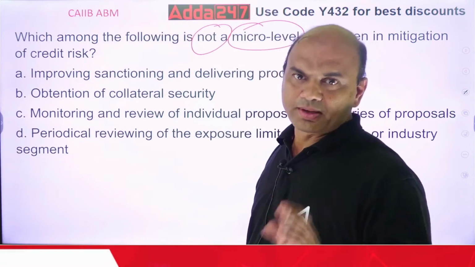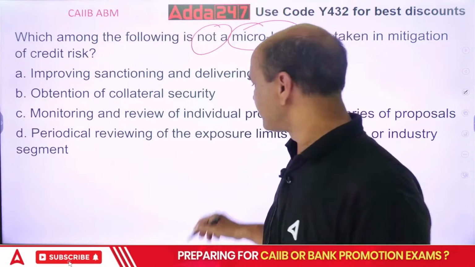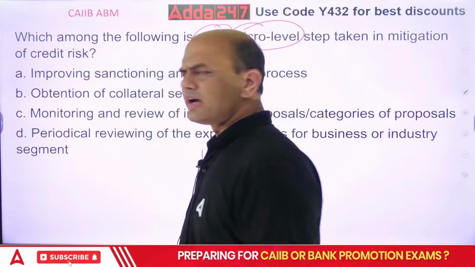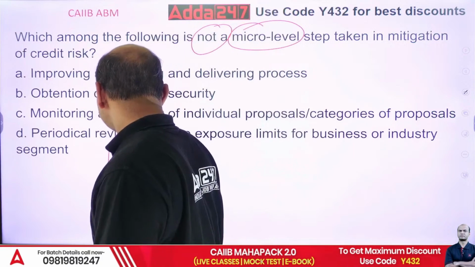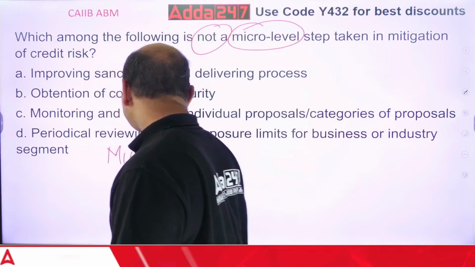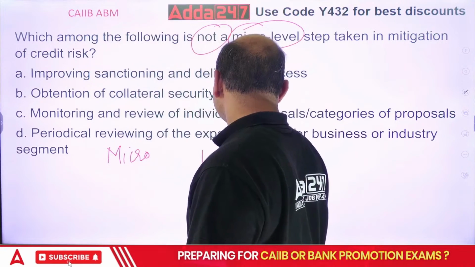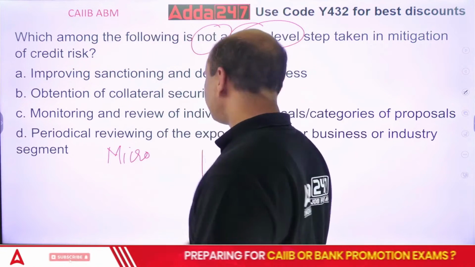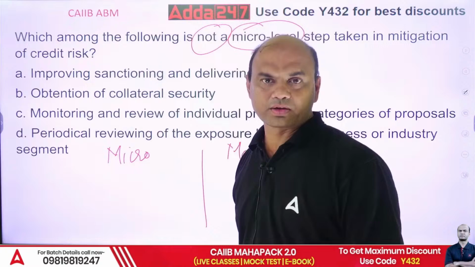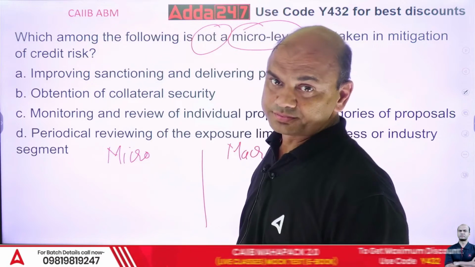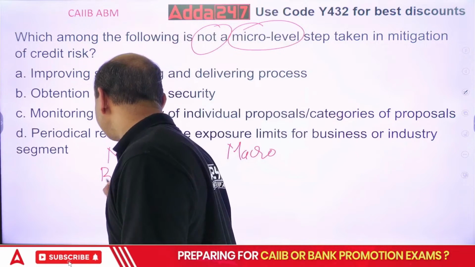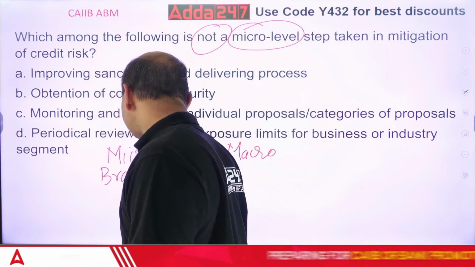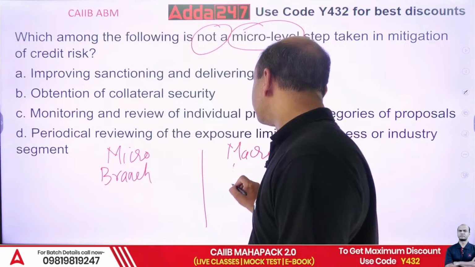Kindly note, in banking there are two levels. Again, two levels. I'll give the clear bifurcation. Micro and macro. Okay? Micro and macro. Micro means what? Micro means branch level. Branch. I'm very clear in this. Macro means HO, head office level.